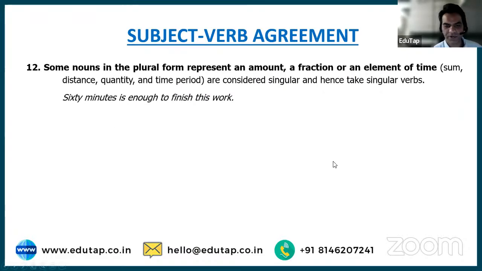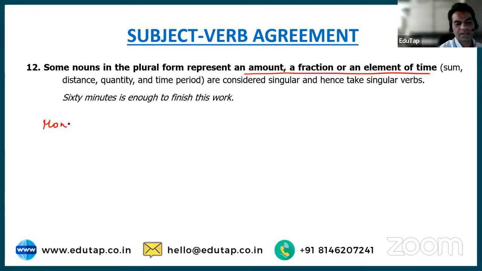Next rule, guys. Now, this is what I wanted to discuss with you. Last rule for this session, right? Some nouns in the plural form represent an amount, a fraction, or an element of time. How many of you were there in the workshop yesterday? Swarnim was there, right? So I had explained this rule in a better way. Nirmala was there. So I said not just these three things. Now remember these six things.